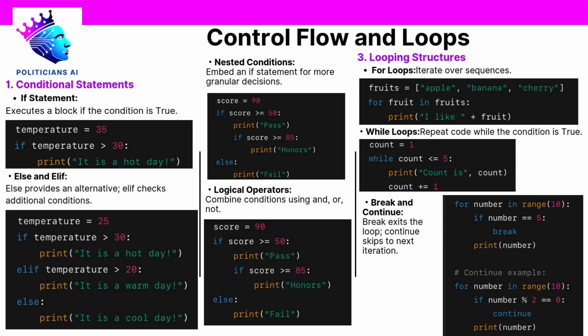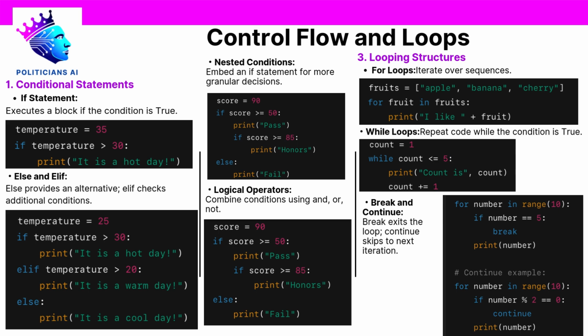For loops are ideal when you need to iterate over a sequence, such as a list, a string, or a range of numbers. For example, if you have a list of fruits like apple, banana, and cherry, you can write a loop that goes through each fruit and prints a message like I like apple, then I like banana, and finally I like cherry. The loop automatically moves from one item to the next until every element in the list has been processed.